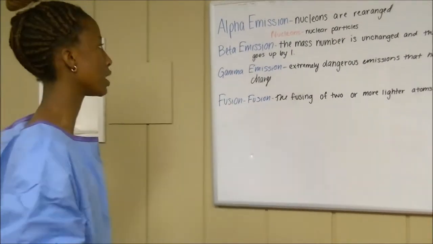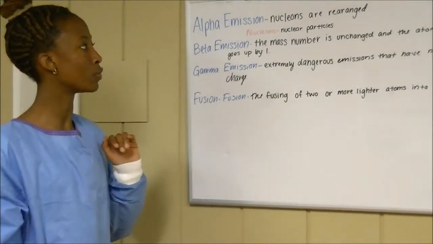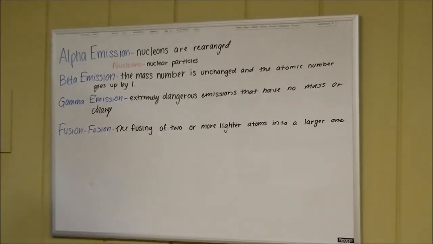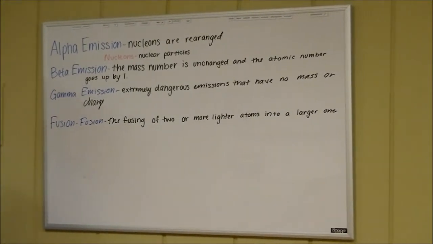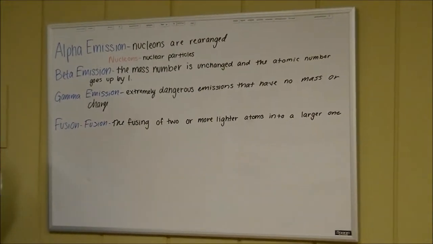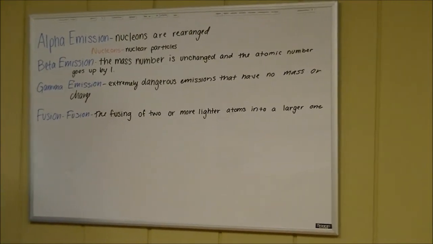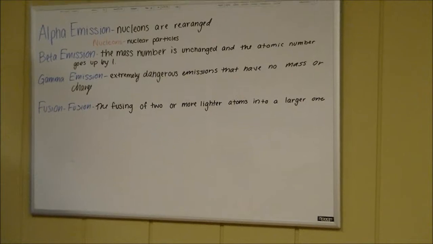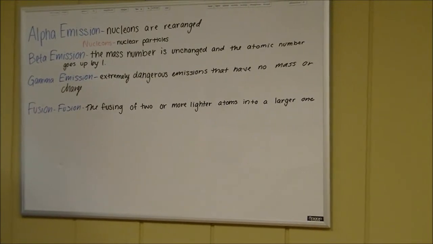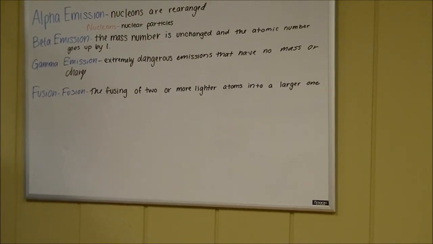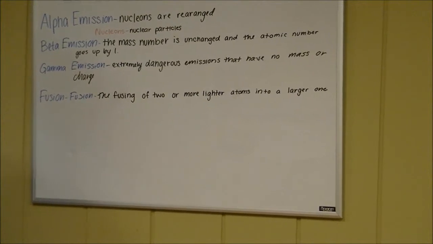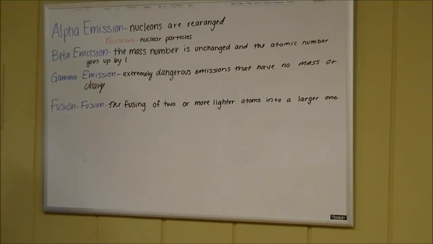Some examples would be alpha emission, in which the nucleons are rearranged. Nucleons are nuclear particles. Beta emission is emission where the mass number is unchanged and the atomic number goes up by 1. Gamma emission is extremely dangerous emissions that have no mass or charge. Lastly, fusion is the fusing of 2 or more lighter atoms into a larger one.